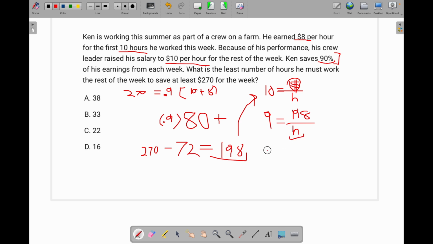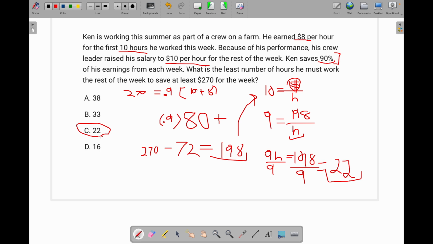Now we're going to move hours to the other side, and you're going to get 9 hours is equal to 198. And then you're going to divide each side by 9. And you can use your calculator or do it in your head, and you're then going to get 22. Don't make the mistake of adding this 10 hours because this is the amount they're looking for, the amount of hours after he earns $10 per hour. That's your answer.